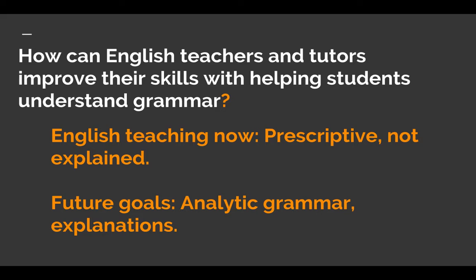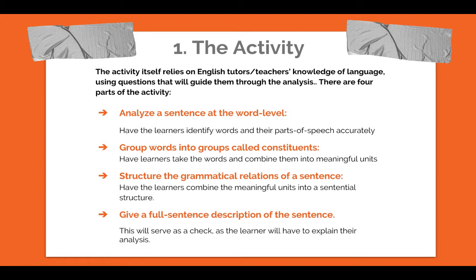The primary goal of this activity is to help the learner, in this case English teachers and tutors, to better understand grammar analytically so they can, in turn, assist students to develop a deeper level of understanding of grammar. The activity itself will be a set of tasks where the learner is asked to analyze a sentence from the bottom up. They will begin with the word level, identifying the parts of speech. These words will then be formed into meaningful units called constituents. Finally, these constituents will be brought together to form the grammatical relations of the sentence, completing the task of analysis.